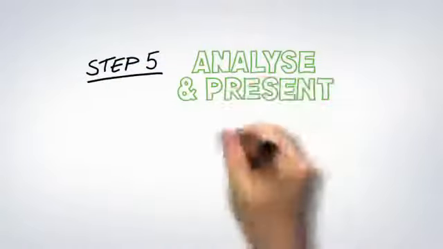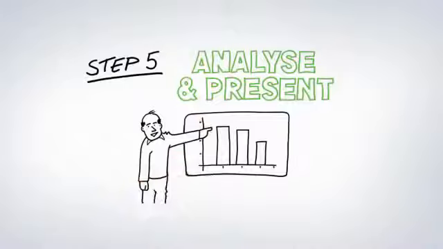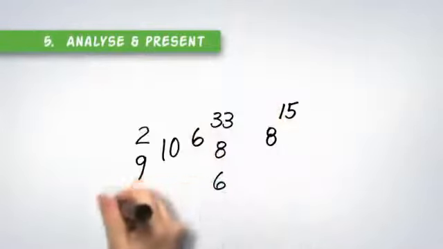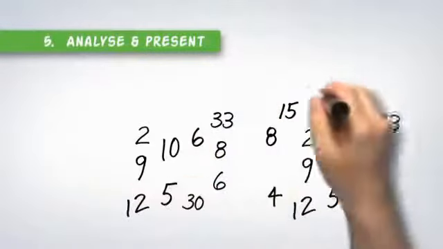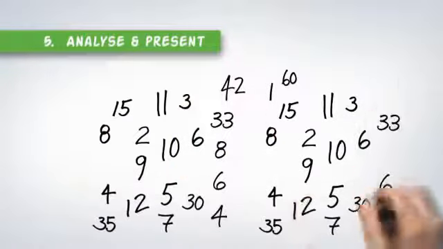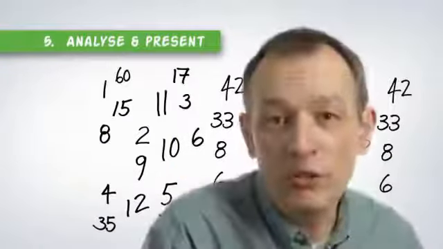Step 5. Analyse and present. The way that you present your data has a crucial impact on the way you react to it. So choose your methods carefully. For data about numbers, that is quantitative data, then you'll do that by turning your data into charts. And there are two types of charts that are useful to you here.